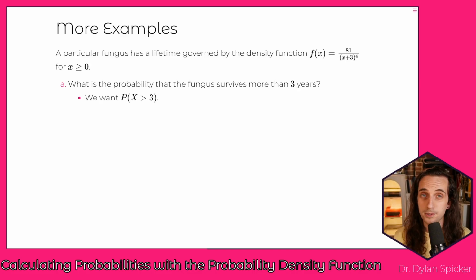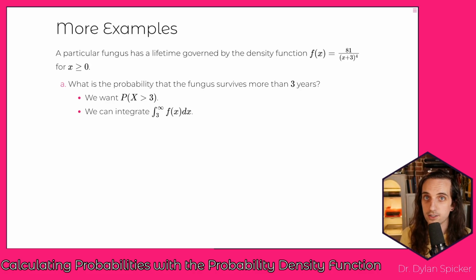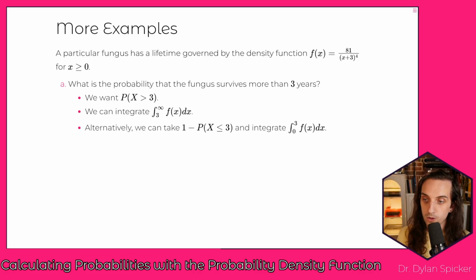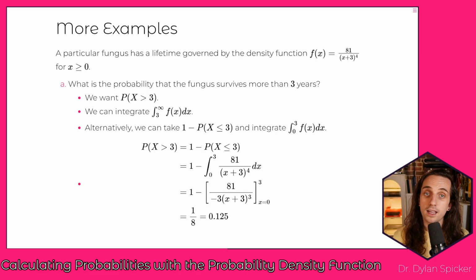Right, so we want the probability that x is greater than 3. We can either integrate 3 to infinity of our density function here, or we take 1 minus the probability that x is less than 3, and integrate from 0 to 3 of our density. Taking that secondary approach here, we take 1 minus the integral.